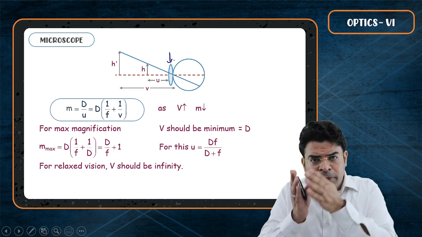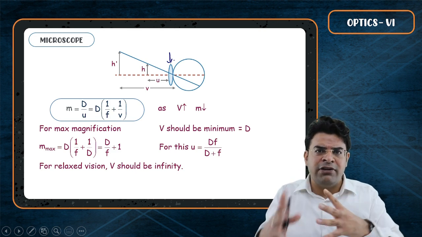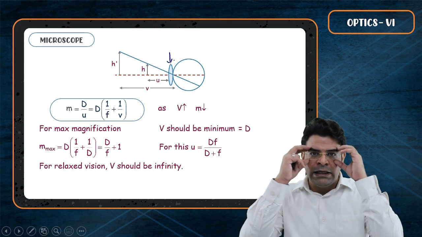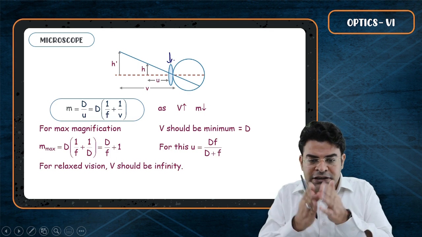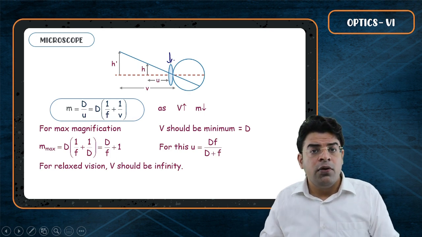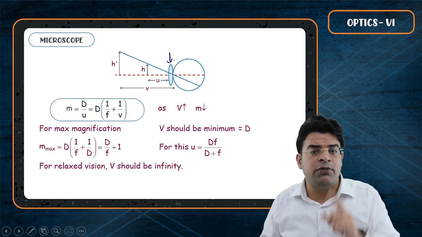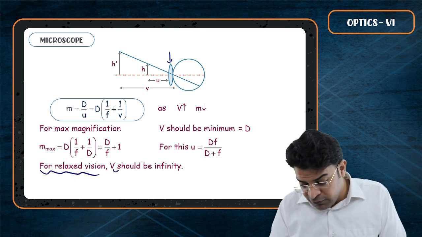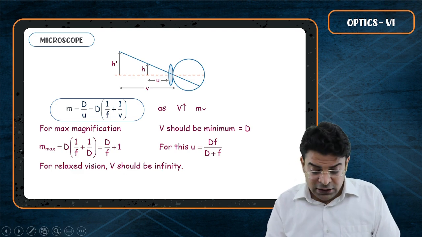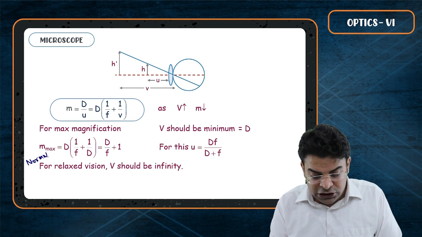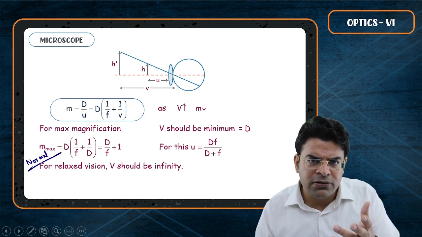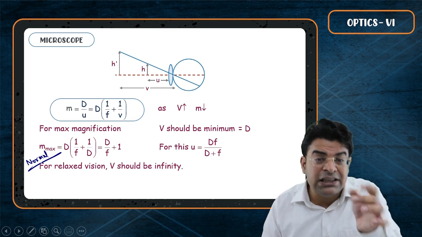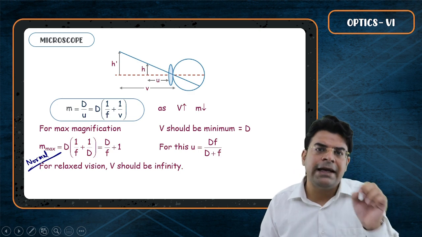So if a person has to work for, let's say, 6 or 7 hours on a microscope, let's say a microbiologist, they want their eyes to be relaxed because they have to work on the same instrument for a long period of time. For the eyes to be relaxed, the final image should be formed at infinity. So for relaxed vision, the final image should be formed at infinity. This is also called normal adjustment. Sir, why is it called normal adjustment? This is the adjustment under which the optical instrument is normally kept for everyday usage.